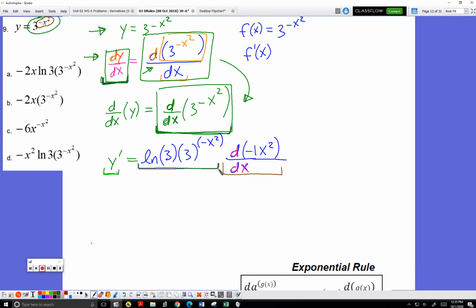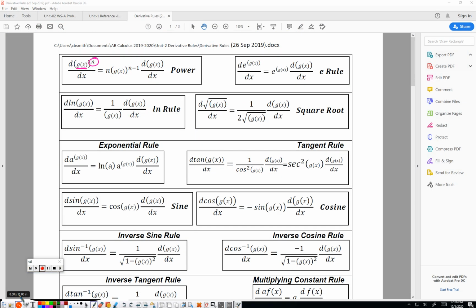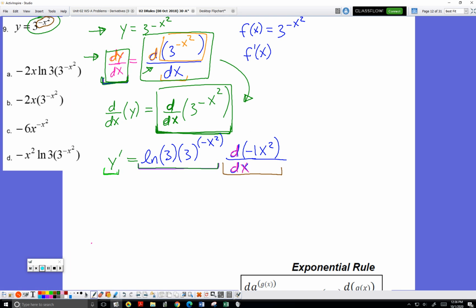So I have to pick a new rule. We thought power maybe. And what I said was, if you're going to use the power rule, you've got to have d dx of something to a number. So now you tell me again, do we have something to a number right here? No. We do not. So I can't use the power rule.